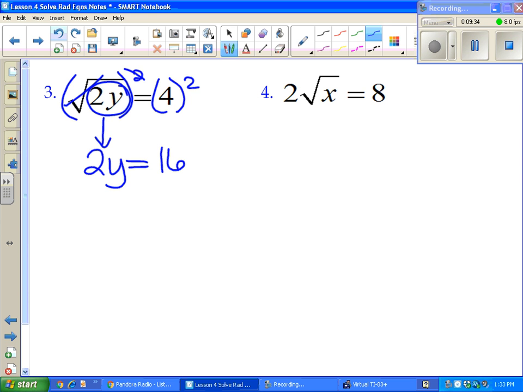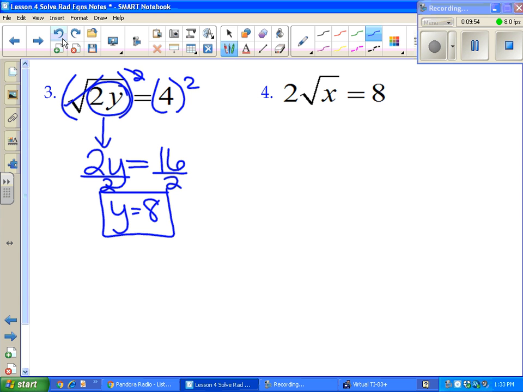Still not finished. I got a little work to do. Divide by 2, and y equals 8. So if I come back up here and I were to put 2 times 8, I'd get 16. Square root of 16 does equal 4, and that would actually show that my answer does work. So you can always go back and ask yourself if your answer works.